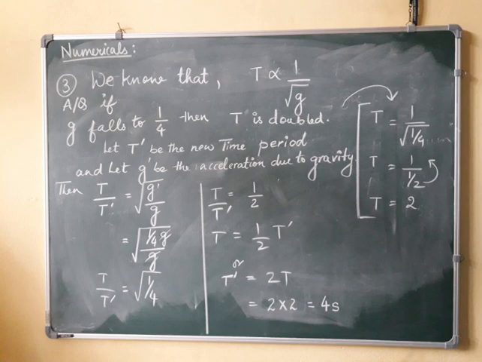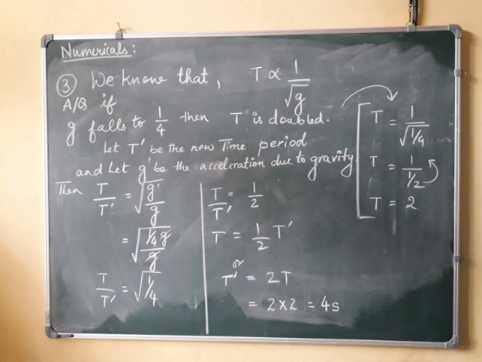We know that g dash, the new acceleration due to gravity, is given in your question. It is written that acceleration due to gravity falls to 1/4 of the acceleration due to gravity. So 1/4 of g divided by the normal g. After that, g gets cancelled, so t by t dash equals root over 1/4. Root over 1/4 becomes 1/2, and then the t dash on the left hand side, whenever it goes to the other side of the equal sign, gets multiplied. Similarly this 2 will come to the other side.